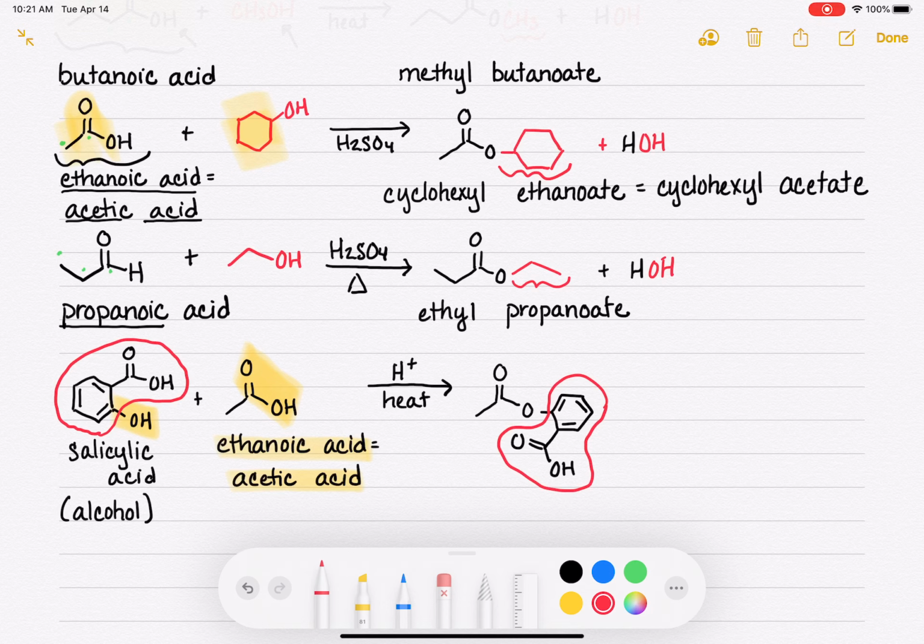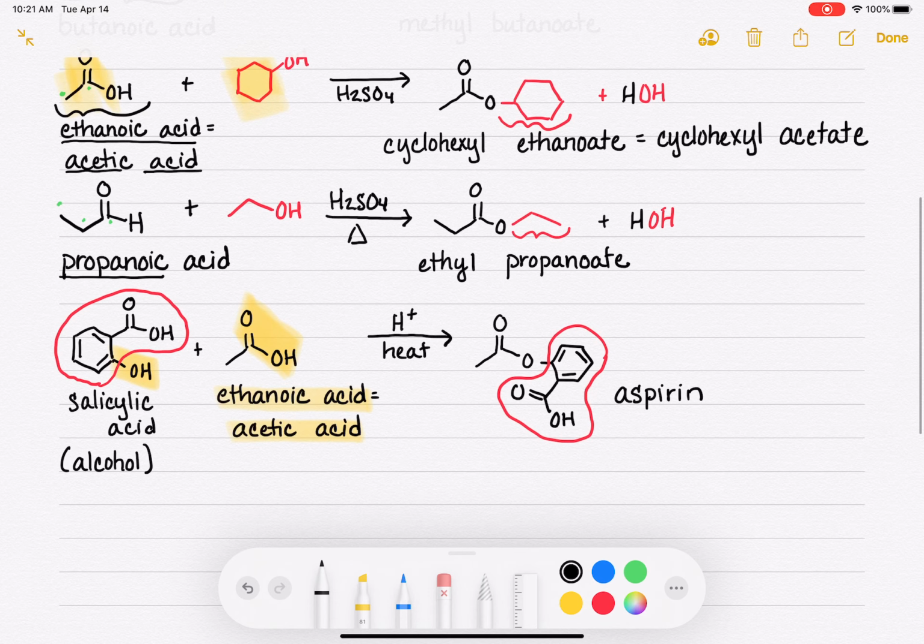And this that we just made on paper, this is aspirin. One of the ways that it's made is by combining salicylic acid with ethanoic acid. Aspirin's real name, technical name, is acetyl salicylic acid.